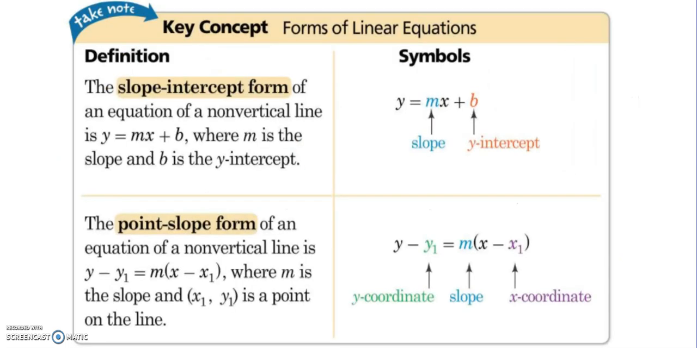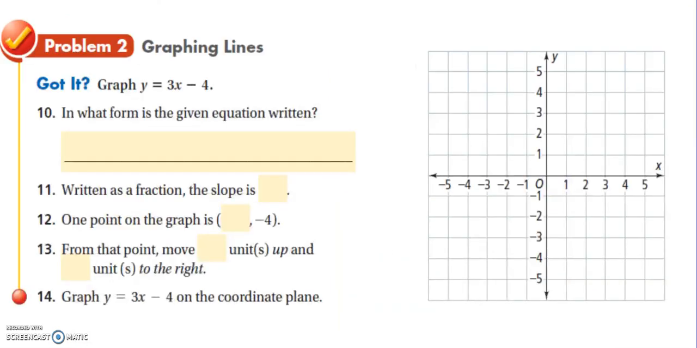So again, we just talked about slope-intercept form, y equals mx plus b. This should all be review, where m is your slope and b is your y-intercept. And then there's point-slope form, used when you're given 2 points and you want to solve for the equation of the line. So point-slope is y minus y1 equals m, which is slope, times x minus x1, where x1 and y1 stand for the points given to you.